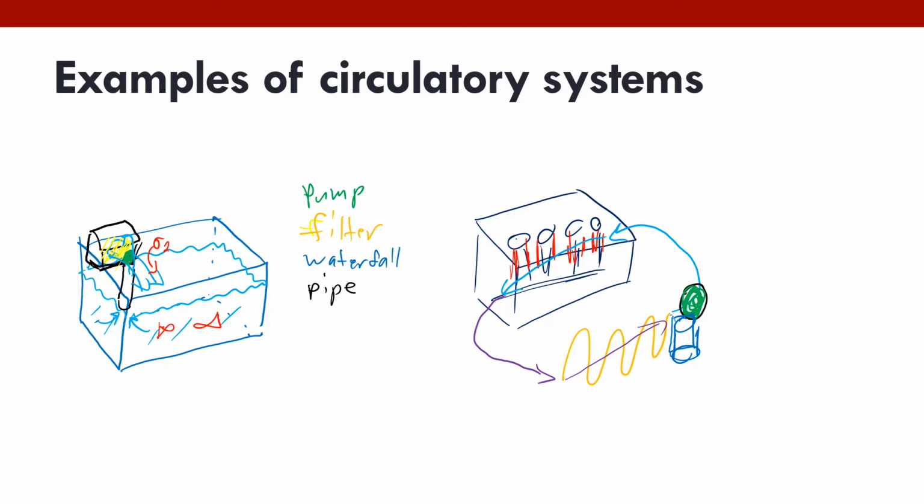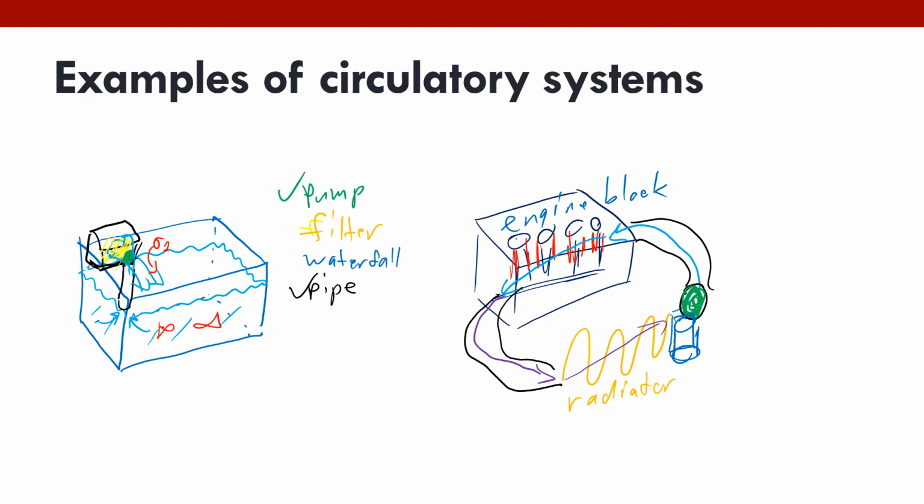So again, what are some features we have here? We have again a pump. We don't have a filter or a waterfall this time. We have a radiator and an engine block, one of them generating heat, one of them losing heat. But we do still have a series of pipes or hoses that carry the circulating coolant around and around and around.